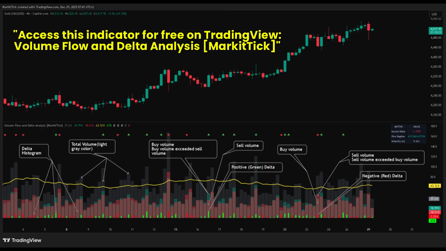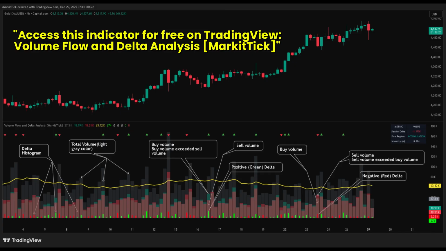Methodology. The script operates through a sophisticated 3-stage quantitative process. Intrabar data acquisition. The script uses the security_lower_TF function to fetch granular price and volume data from a lower timeframe, automatically detected or user-defined. This allows the script to see what happened inside the current chart's bar.